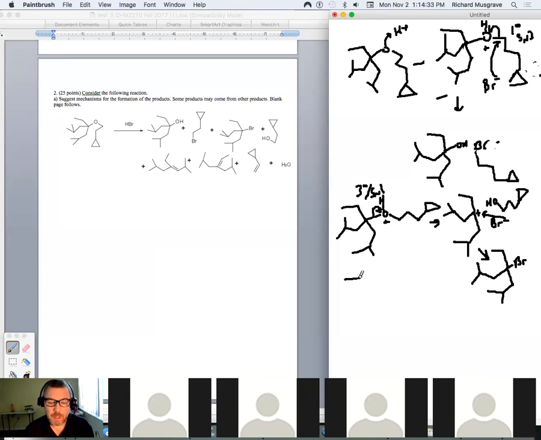So these other alkene products come from the alcohols. And obviously that's going to screw up something as well, but we'll get to that in a second.